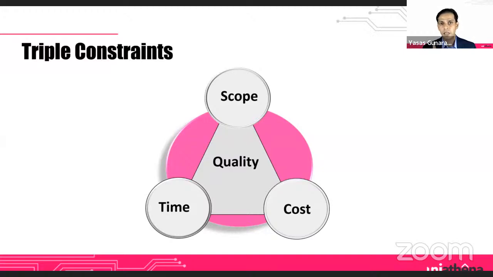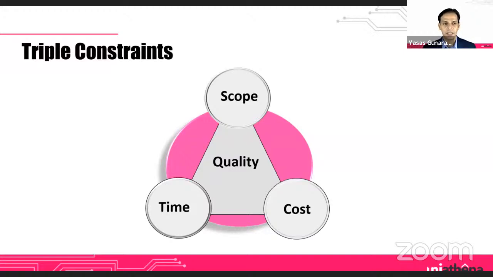Why? Because in today's world, whether you're working in a hybrid situation or a virtual situation, the constraints would always be the same. If you try to change any of this, it's going to have a major impact on your project and the project quality. So it's quite important for you to understand this triple constraint.